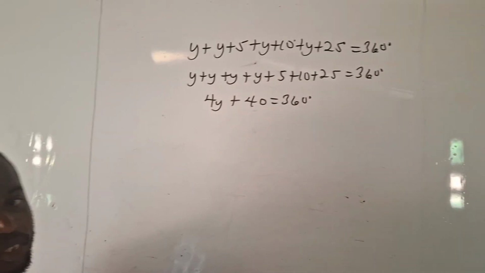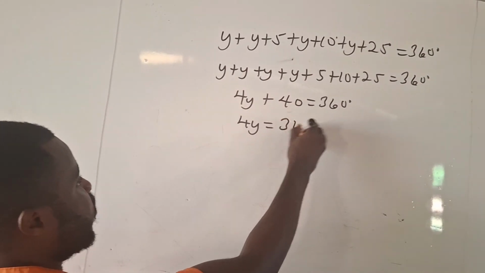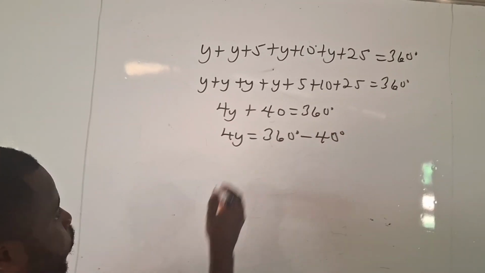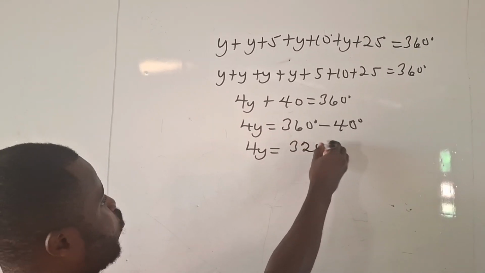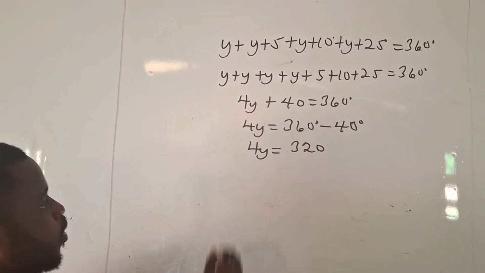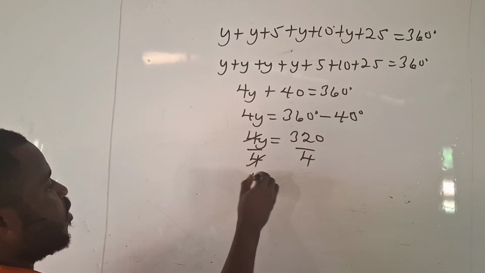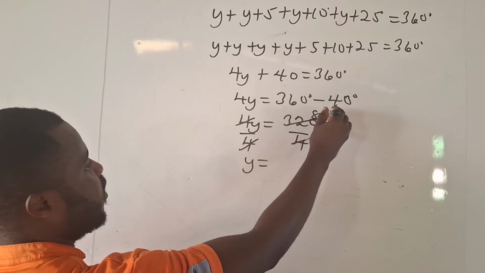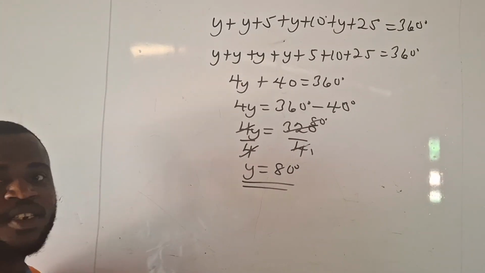We are using the equation to solve this. So we have 4y is equal to 360 degrees minus 40 degrees, this 40 coming to this side. So we have our 4y is equal to 320 degrees. And to get our y, we divide both sides by 4. Then 4 divided by 4 leaves the y. 32 divided by 4 is 8, so 320 divided by 4 is 80. So our y will give us 80 degrees.